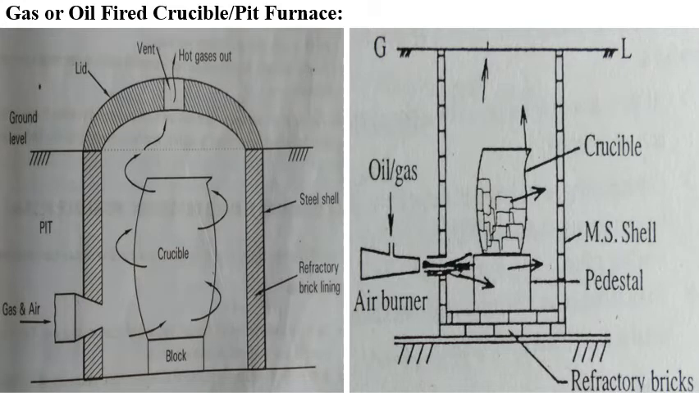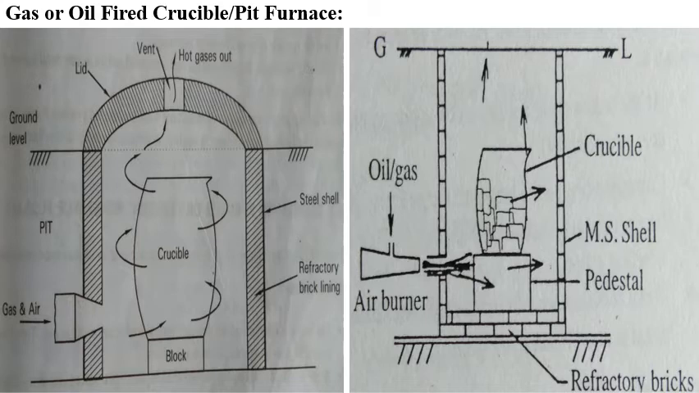Next, the second type of furnace. Instead of coke, you can use a gas or oil fired crucible furnace. In the last figure you saw that coke is used, here it is gas and oil. The working principle is the same. Below the ground level you can put a crucible, a mild steel shell, inside that mild steel shell refractory bricks, and then the pedestal stand, crucible and ingots.